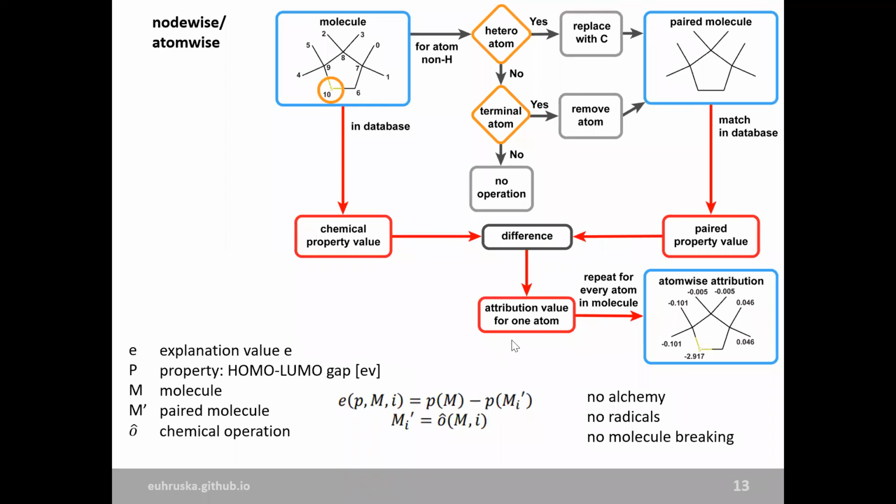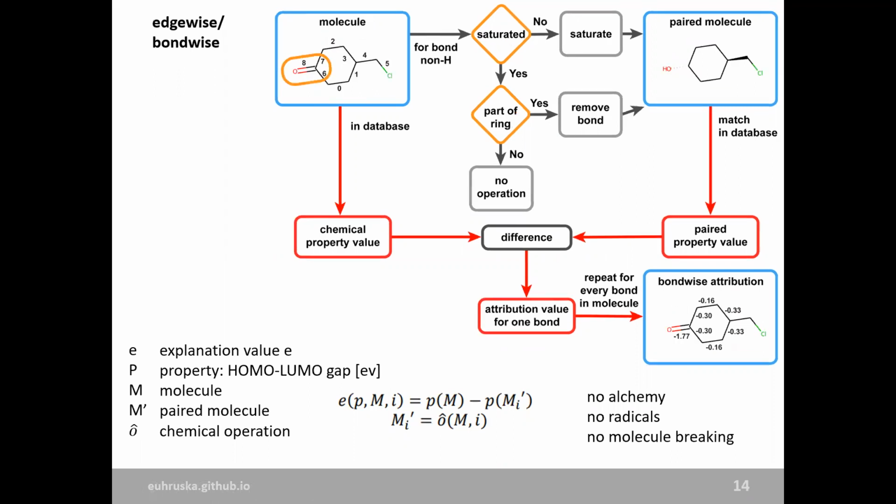All right, so here I've shown the decision tree and the approach for calculating these ground truth explanation values for nodes. But you might note that this is not the whole chemistry, because we have some edges which are different. We have double bonds, triple bonds, and for that we need a bond-wise explanation.